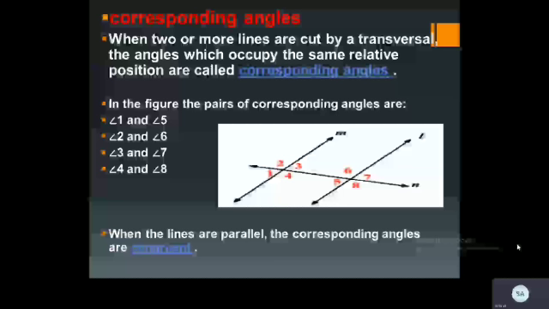Angle 1 and angle 5, angle 4 and 8 are on the same side of the transversal, and angle 2 and 6, angle 3 and 7 are on the same side of the transversal. When the lines are parallel, the corresponding angles are congruent.